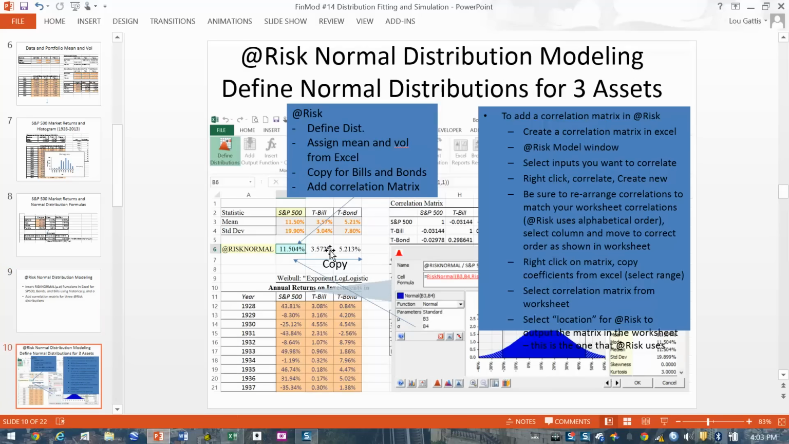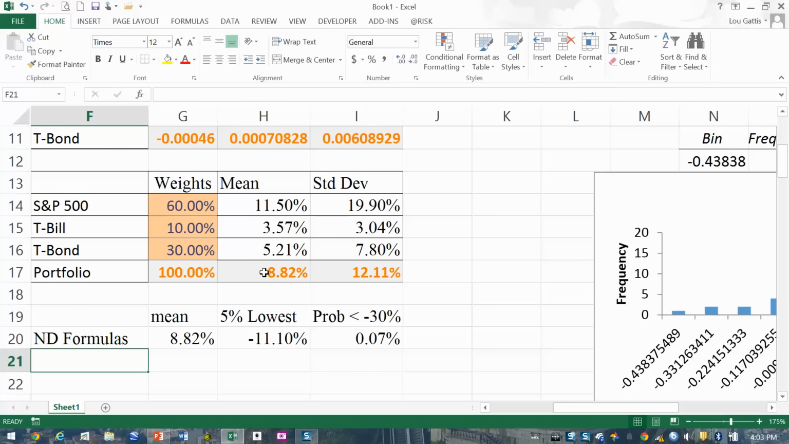So what I'm going to do is add 3 @Risk distributions for stocks, bills, and bonds using normal distributions. I'm then going to add the correlations among those. I'm going to simulate 10,000 possible portfolio returns, and then look at the distribution. And I should get numbers real close to what I just did because I'm still going to use normal distribution.